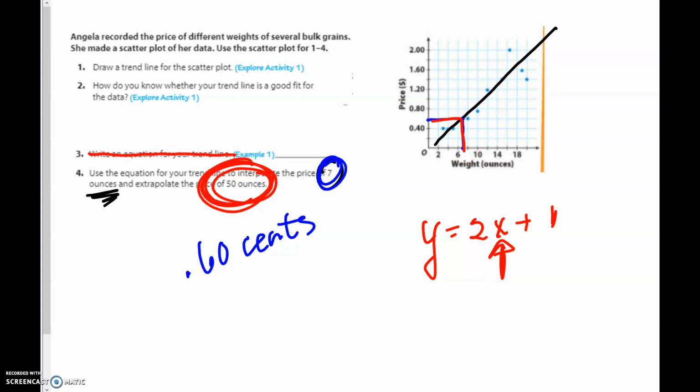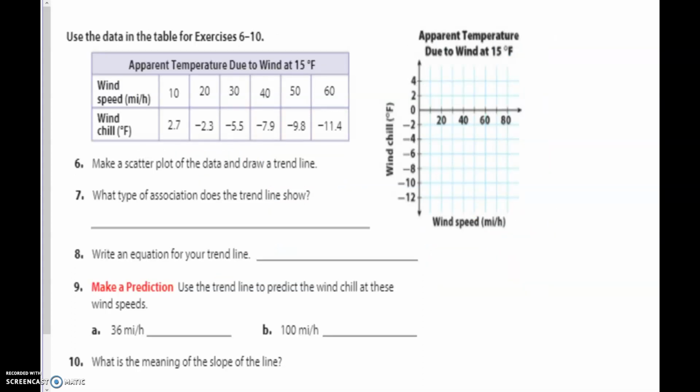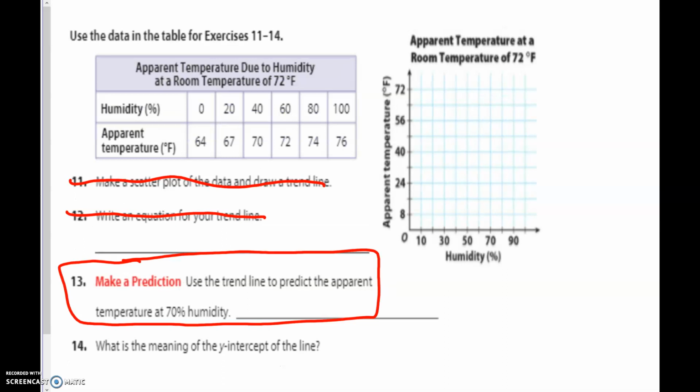Okay, I think the last problem that I want to do here is going to be, so here's one with making a prediction at 70. So we'll do this one and one more. So 70% humidity. So if you look at 70, do you see how it's right here dead smack between 60 and 80? 70 would be dead in the middle. So we would just pick the middle between 72 and 74. And so we would say that that's at 73 degrees.